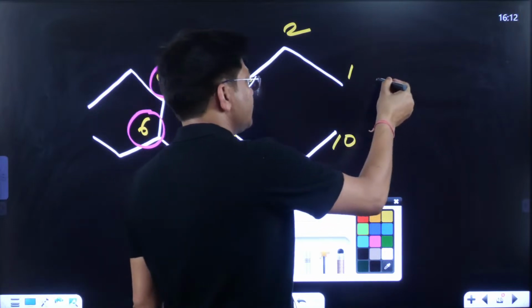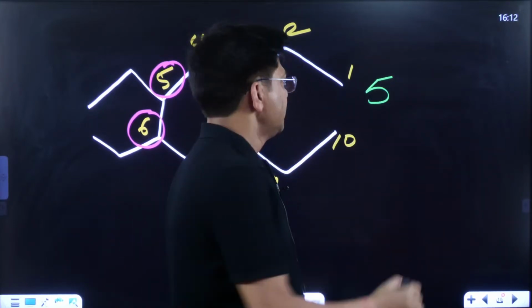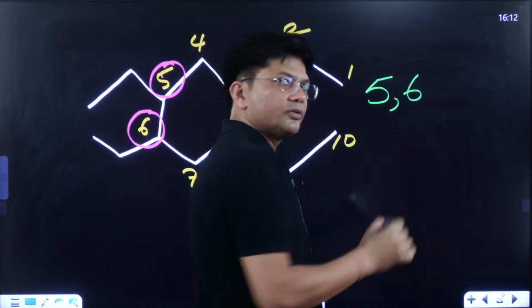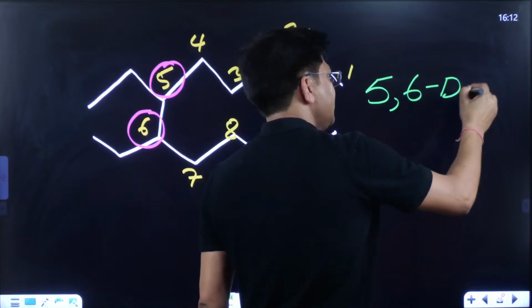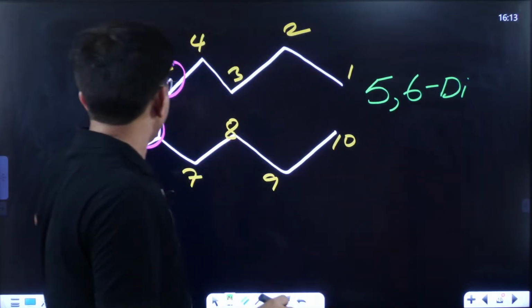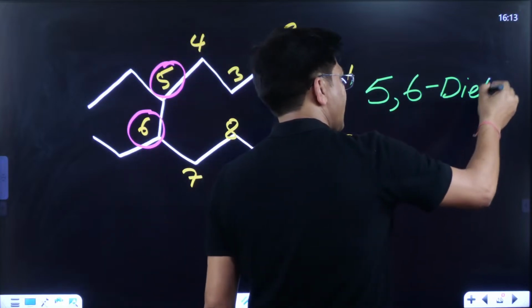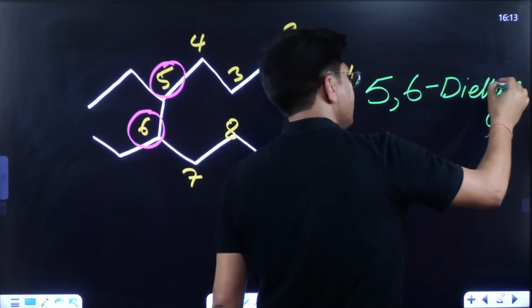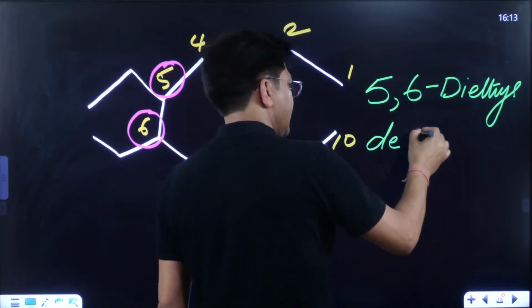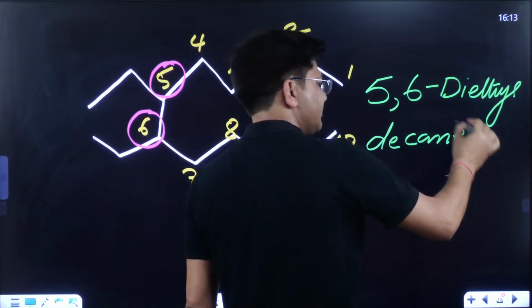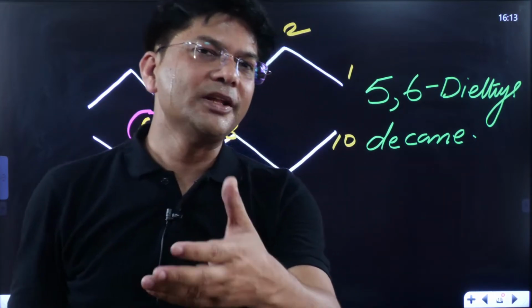So the answer is 5,6-diethyl. How many times ethyl? 2 times ethyl, so di-ethyl, and the word root is 10, decane. If this IUPAC name is clear to each and everyone, show me the thumbs up.